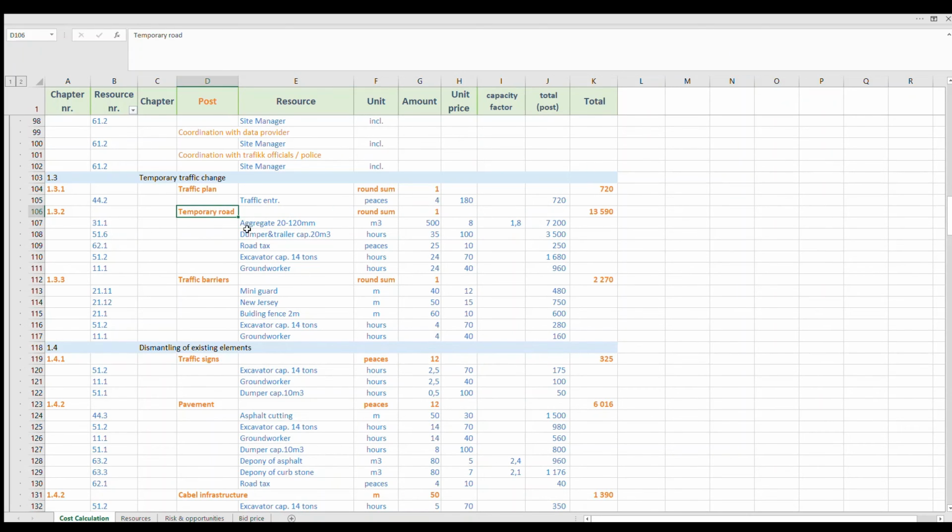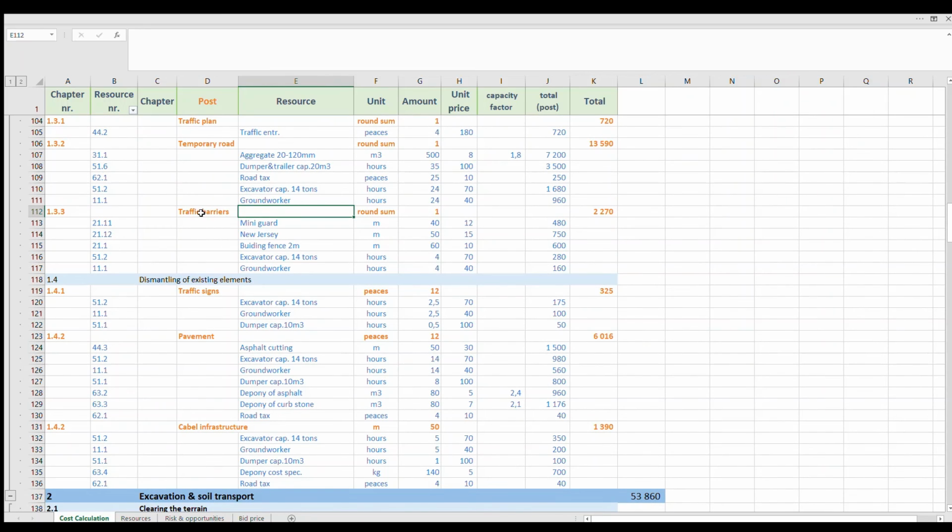Temporary road. Sometimes you must make some temporary road, and you'll of course use some aggregate, maybe some crushed asphalt. It's up to you to estimate. But if it's aggregate from outside, you must also use dumper and trailer with road taxes. Of course, there comes excavator and ground worker for this. And you'll need to have some traffic barriers. It's up to the project, but it can be kinds of mini guard, New Jersey, or a combination of these, or some third kind.